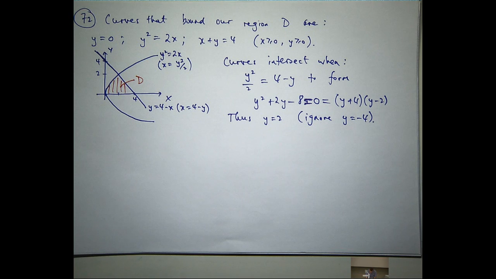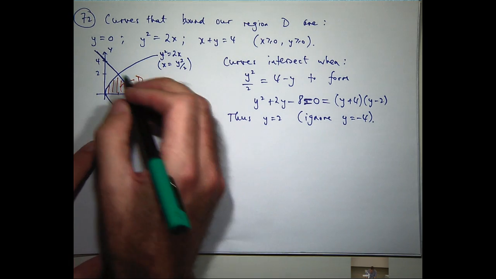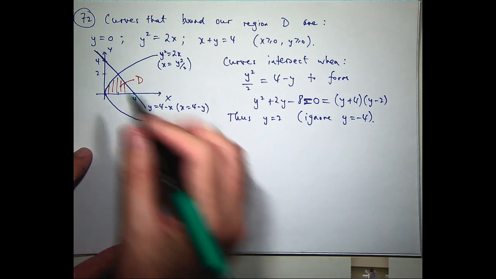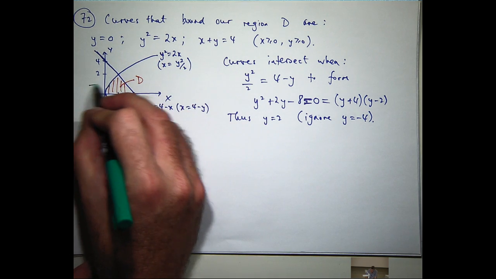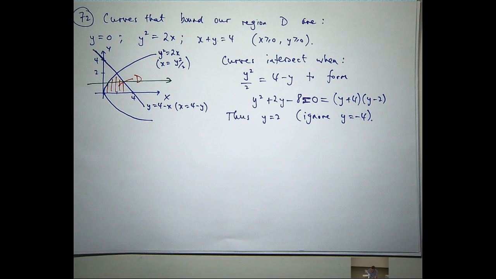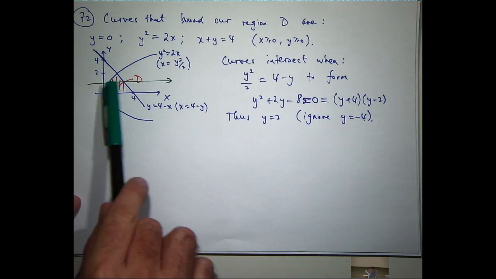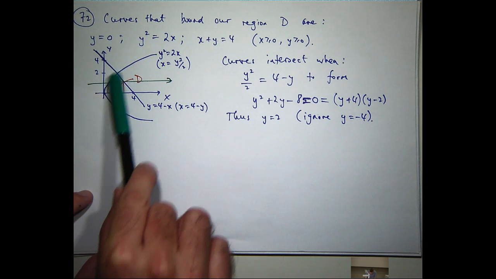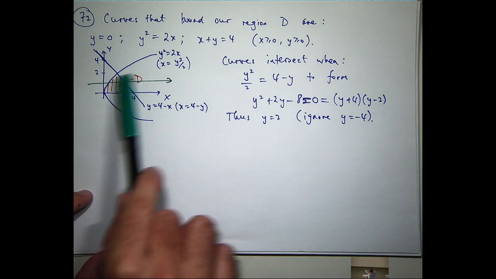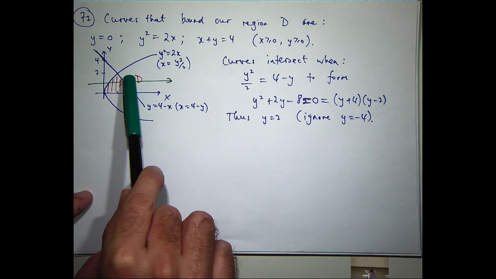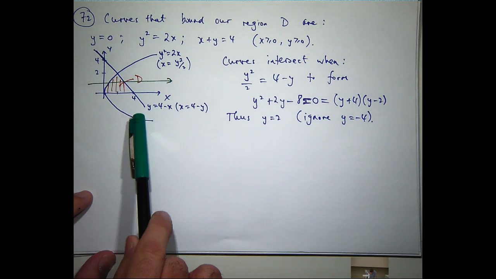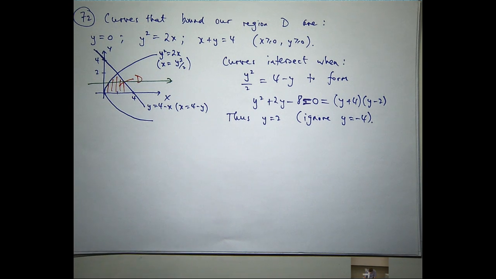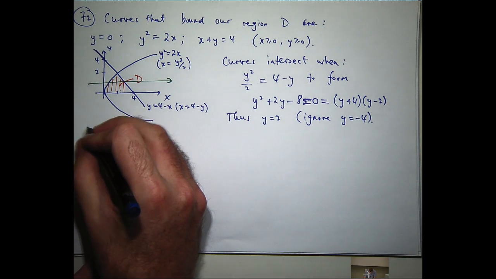What I usually do is either draw a horizontal line or a vertical line. I'm going to draw a horizontal line in this case because it's easier. Now, where does this horizontal line enter our region D? Well, it enters at the line x equals y squared on 2. And it moves across, and then it exits the region D at the line x equals 4 minus y. So let's describe D.